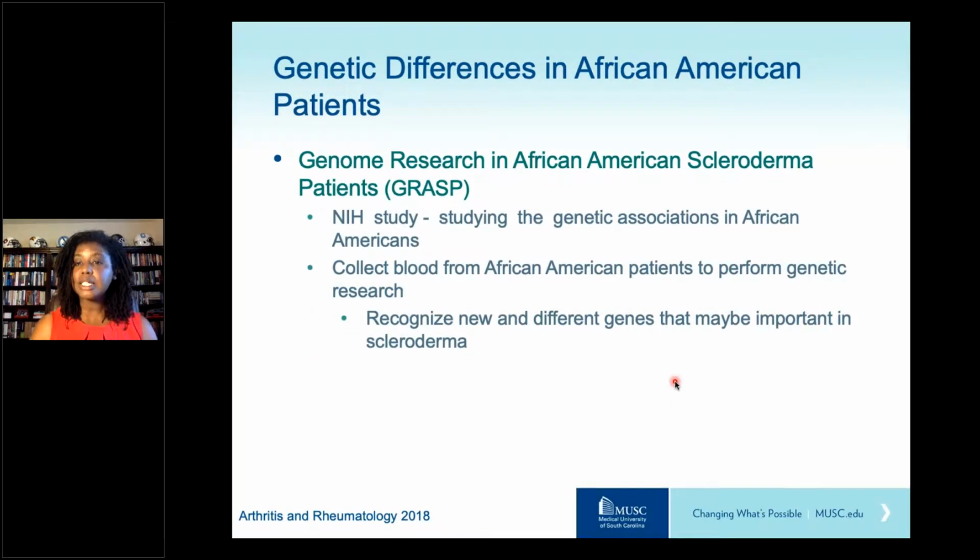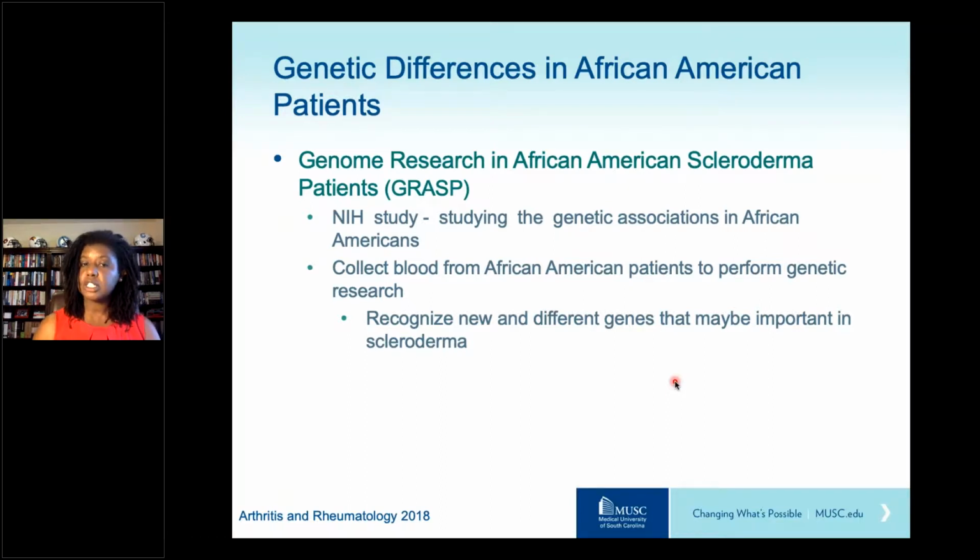In addition to a delay in diagnosis, there could possibly be genetic differences in African American patients compared to non-African American patients that could explain the differences in presentation as well as severity and survival. So there is a group of researchers involved in a study called the Genome Research in African American Scleroderma Patients, or the GRASP study. This is an NIH study. NIH stands for the National Institutes of Health, and they are studying genetic associations in African American patients.